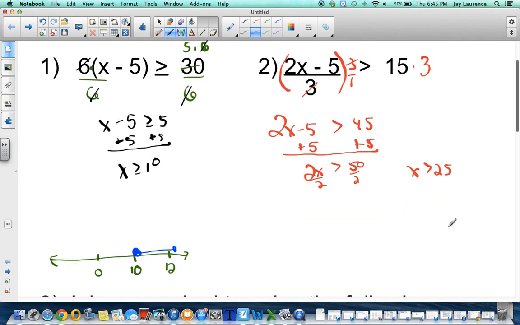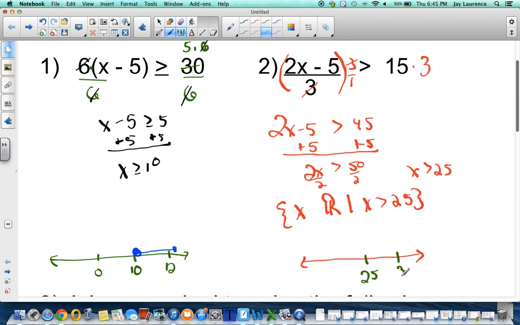All right, so my solution set will look like this. X is any real number such that x is greater than 25. All right, there we go. And when I draw a number line, okay, I've got to show 25 on my number line. Okay, I'm going to show 25.